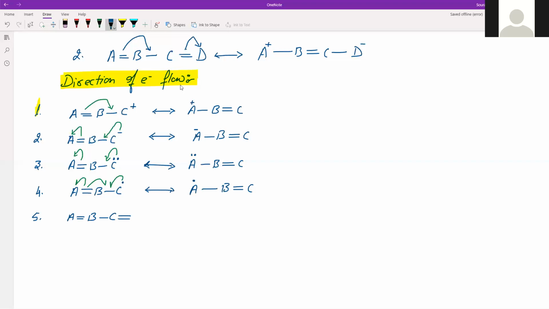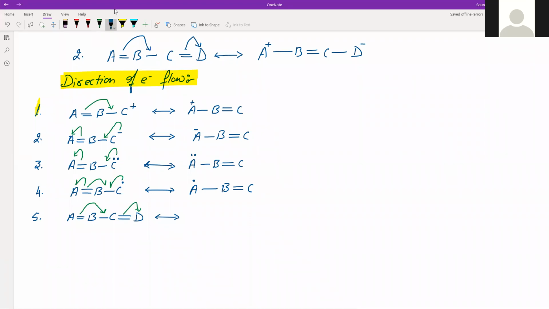Let's see the next case, that is A double bond B, single bond C, and on C there is a double bond, say double bond with D. If this is the case, again it will be movement of pi electrons. These are the centers of pi electrons, here in this double bond and in this double bond. The pair of pi bond electrons will move between B and C, and this bond will break and it will come here.